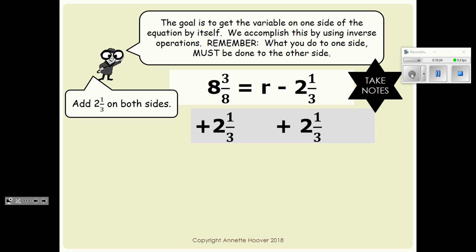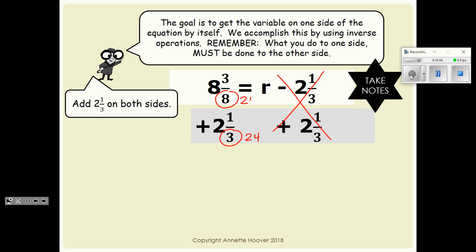So now we're going to be adding fractions. Of course, a negative and a positive cancel out. Remember, with adding and subtracting fractions, you have to have a common denominator. We have the denominators of 8 and 3, so our common denominator would be 24.